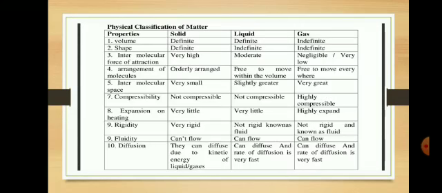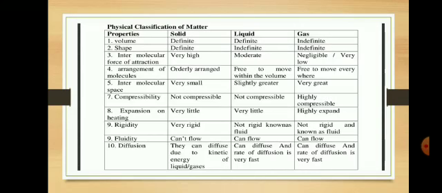Physical classification of matter. Based on the properties, matter has been classified into 3 types, that is solid, liquid and gas. There is a table of properties of solid, liquid and gas. First property is volume. Solid has definite volume, liquid has definite volume, whereas gas has indefinite volume. Second property is shape. Solid has definite shape, liquid has indefinite shape, whereas gas also has indefinite shape. Third, intermolecular force of attraction. Solid has very high intermolecular force of attraction, liquid has moderate intermolecular force of attraction, whereas gas has negligible or very low intermolecular force of attraction.